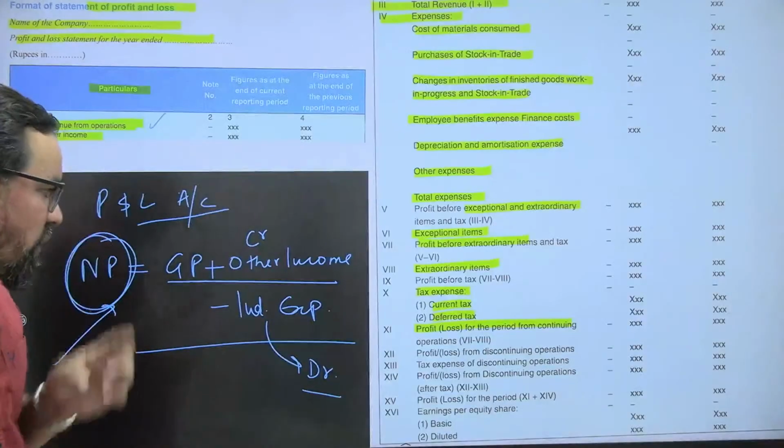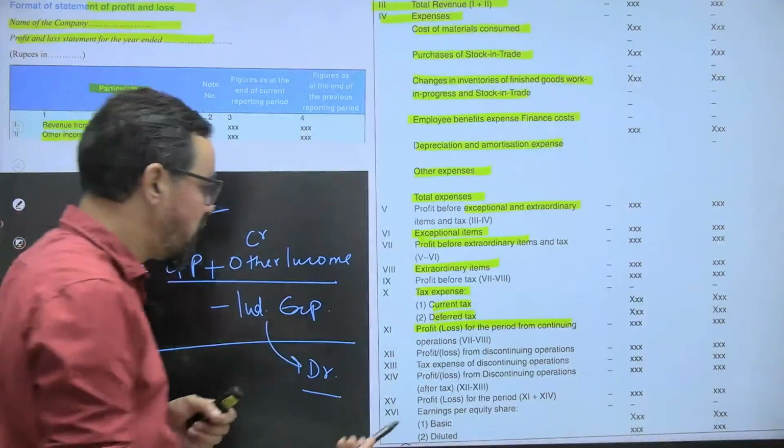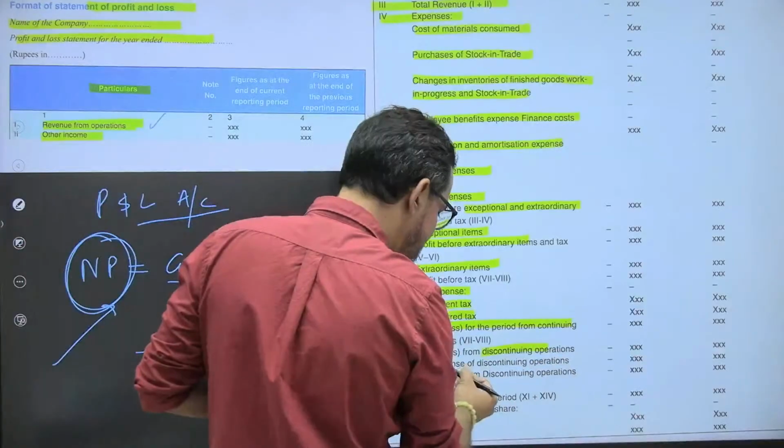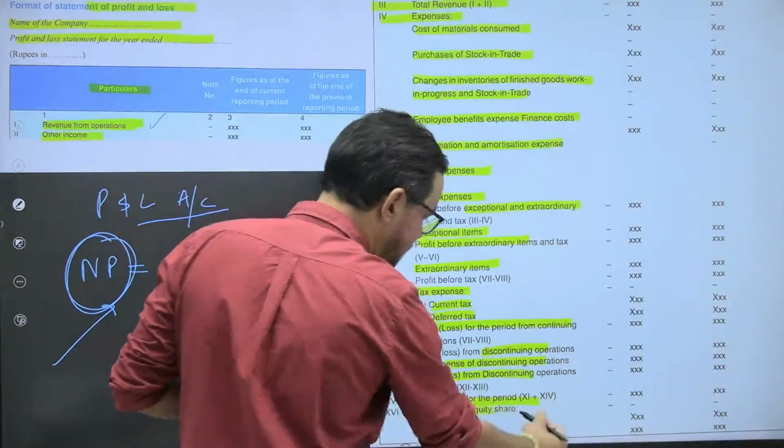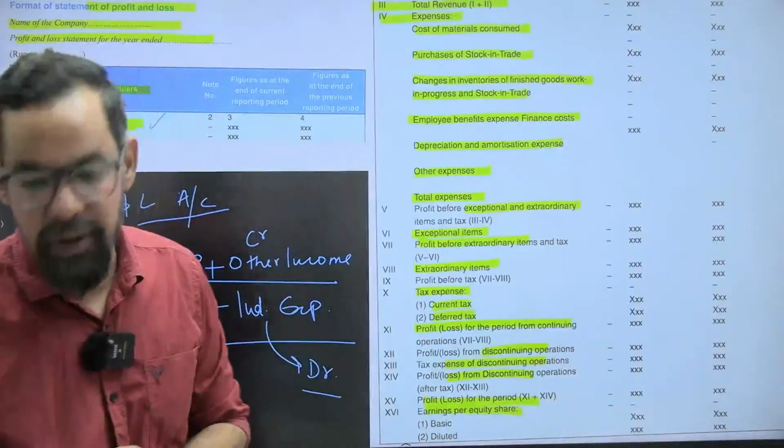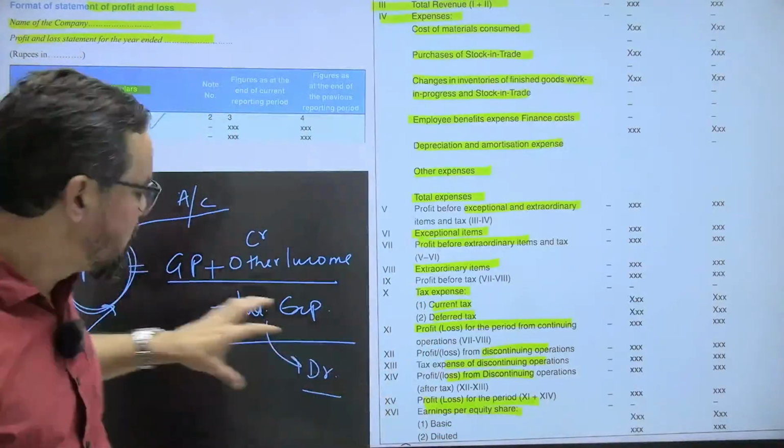Then we have profit and loss from discontinuing operations, tax expenses for discontinuing operation and others. Basically, these are the areas which generally come under this one. ठीक है, so this is the core area आपका.